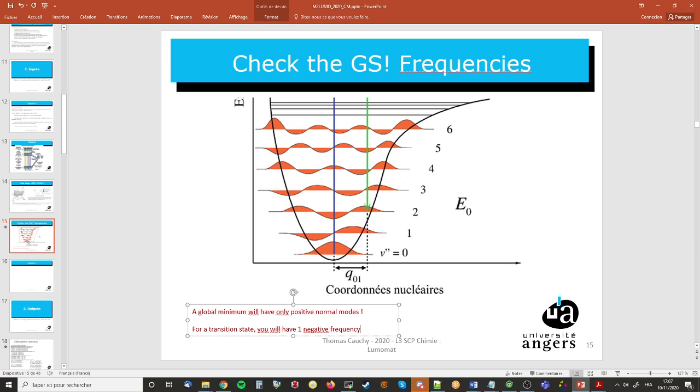That means that if you do your optimization of your ground state, and you do the frequency calculation, and you see that there are like 3 negative frequencies, something went wrong. You're far from a minimum. If you have 1 negative frequency, that means that you're not fully in a global minimum, and you are in a transition state between two states.